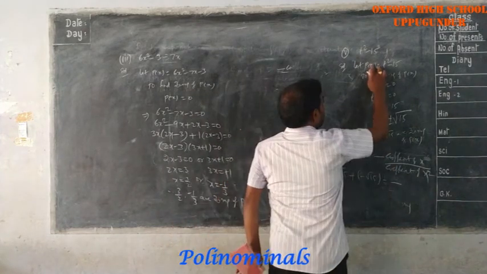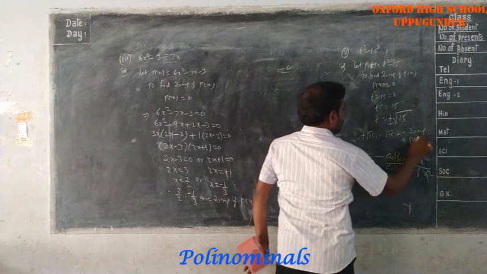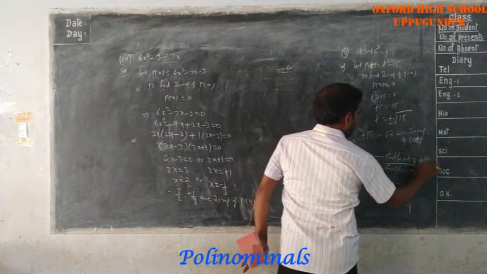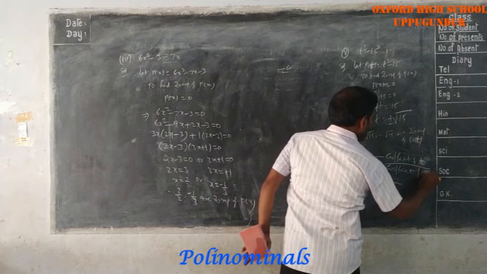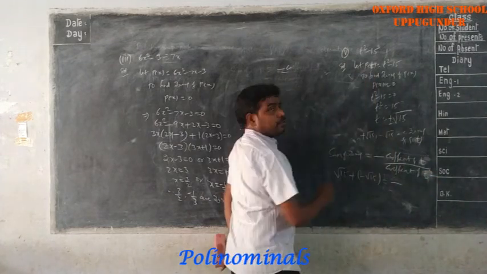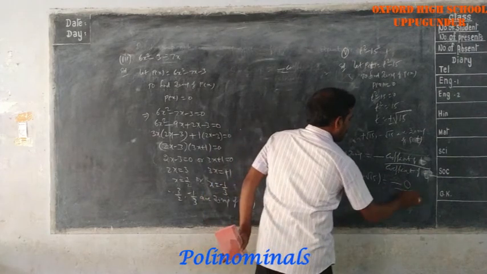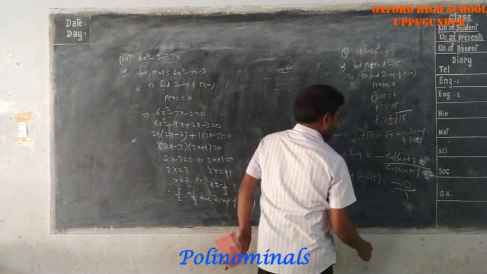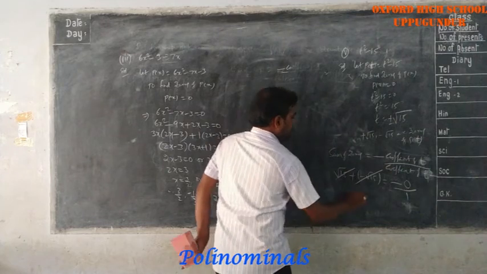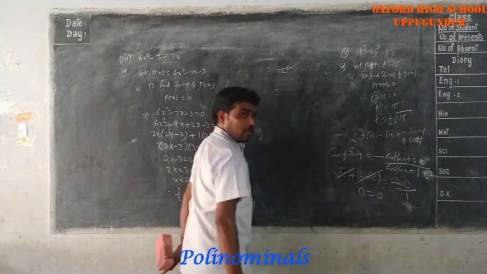Here you have to assume this as P of t. Here also t, coefficient of t by coefficient of t square. Here there is no coefficient of t, that's why I would write 0 by coefficient of t square 1. These two get cancelled, 0 equal to 0.